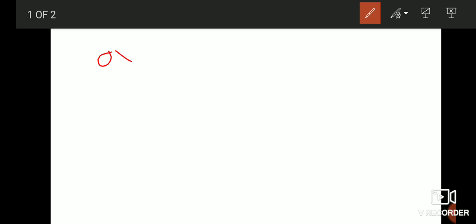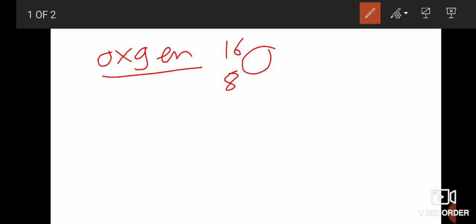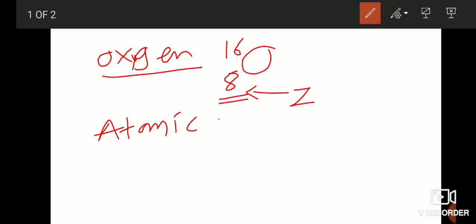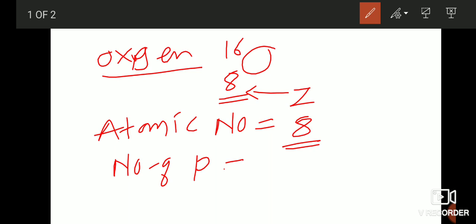Suppose I take the example of oxygen. Oxygen's atomic number is 8 and mass number is 16, correct? So 8 is the atomic number, this is Z. Atomic number is the number of protons, so in the oxygen atom, the atomic number of oxygen is 8. So 8 is what? It is the number of protons. Proton is a positive charge, so there are 8.